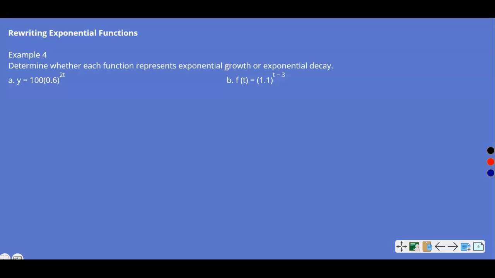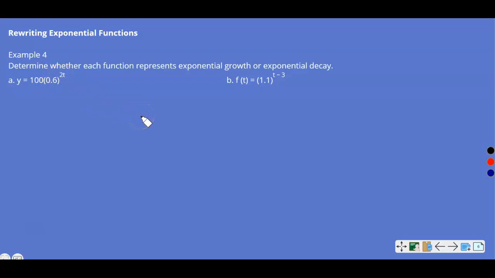All right, we're continuing with exponential growth and decay. And now we're going to look at example 4. So we're going to rewrite exponential functions. It says determine whether each function represents exponential growth or decay. So if you look at part A, y equals 100 times 0.6 raised to the 2t power.